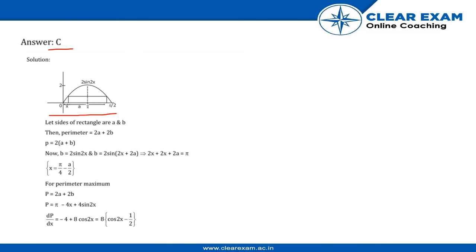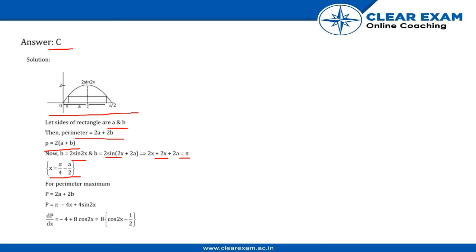This figure will be like this. Let the sides of the rectangle be A and B, then perimeter equals 2A plus 2B, which is 2(A plus B). Now B equals 2 sin 2x, and from the figure, 2x plus 2x plus 2A equals π, which implies x equals π/4 minus A/2.